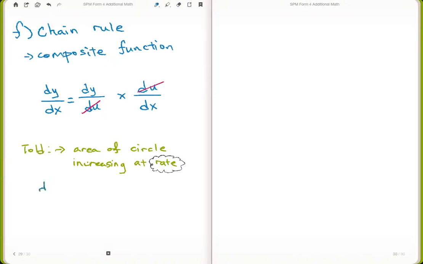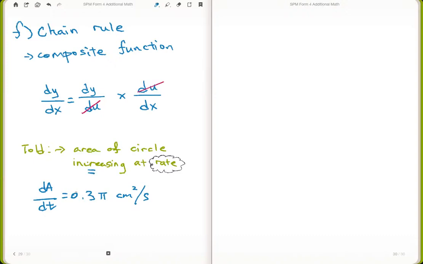That will be my dA over dt is equal to, maybe 3 pi, unit is important, cm squared per s. So that's area over time. The unit here told me that it's right. Increasing, that's why the number should be positive. So it's positive.